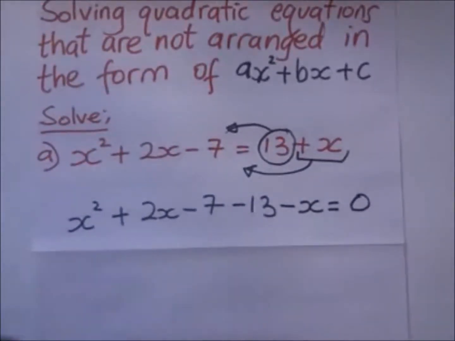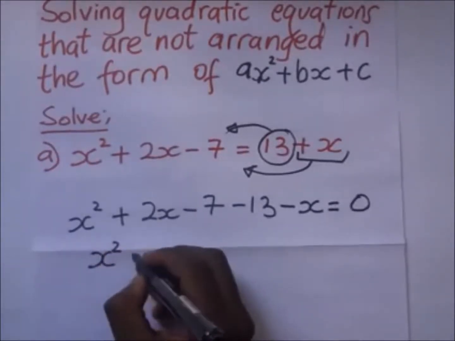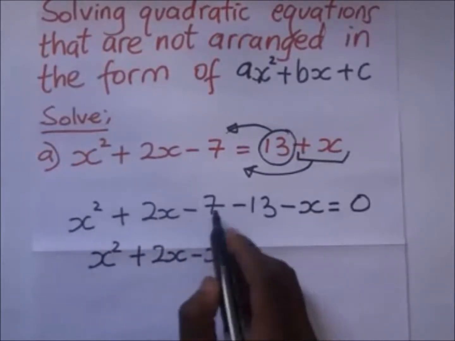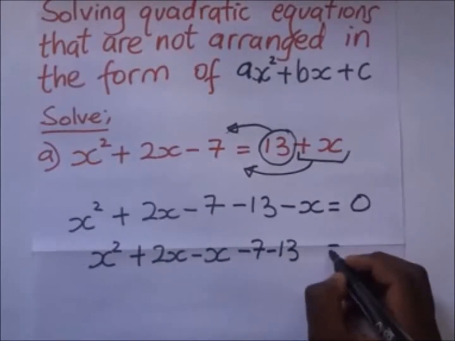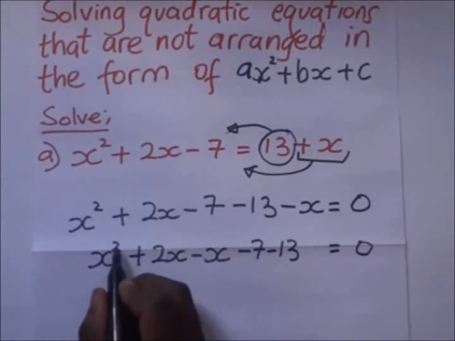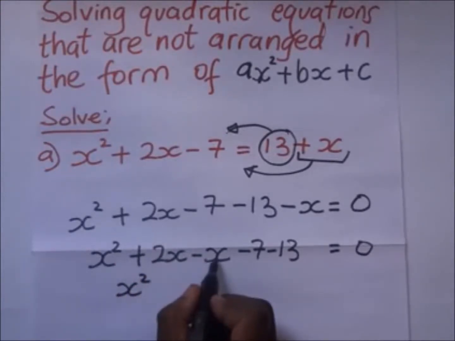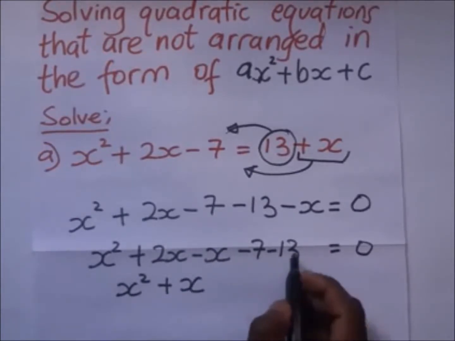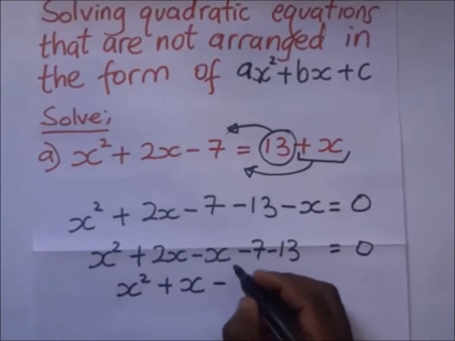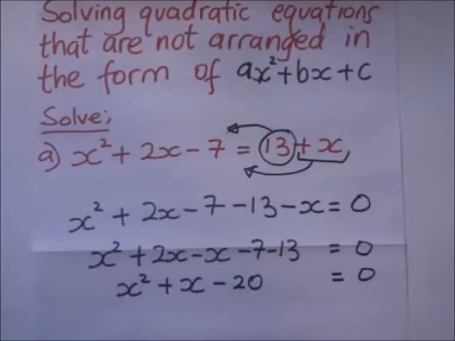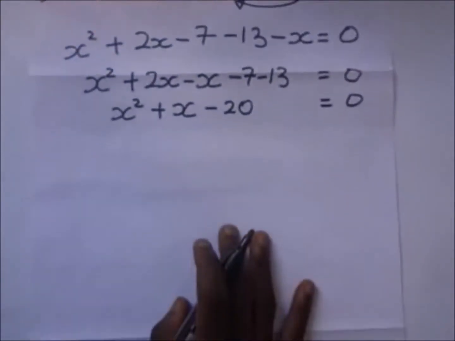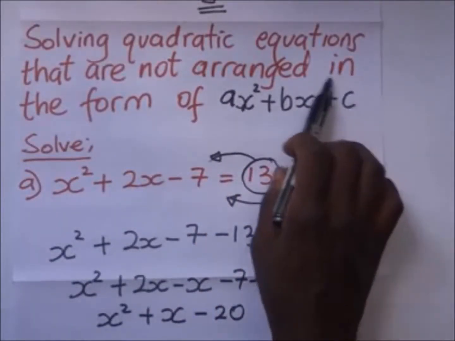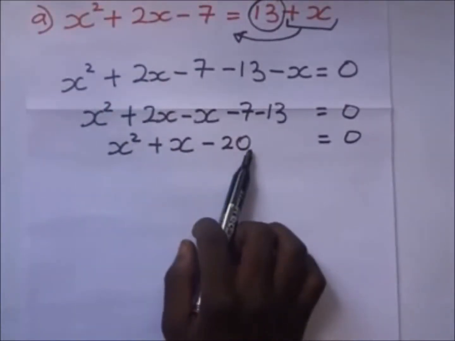So when they all come this way, we start collecting like terms. So it's going to become x squared plus 2x minus x, then minus 7 minus 13. All this is going to be equal to 0. So x squared, 2x minus x is going to give us x, so it's going to become plus x. Then negative 7 minus 13 is going to give us a negative 20. All this is equal to 0. So at last, we have formulated a quadratic equation after rearranging. We formulate a quadratic equation that is in the form of ax squared plus bx plus c. So after rearranging it to that form, we can go ahead and factorize it.